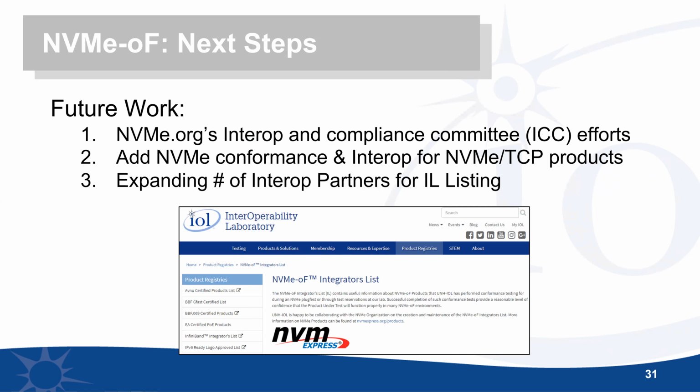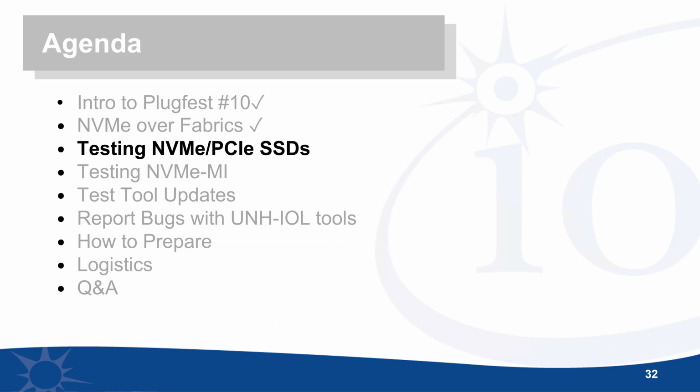The third item that obviously we'd like to do is expand the integrators list that we have. As Kerry had showed you before, we've got a number of PCIe, NVMe, and also fabrics, RoCE and Fibre Channel, a number of devices that have already successfully attained the integrators list, and we'd love to keep that growing. So that's the end of my fabrics and what I'd like to talk about there.